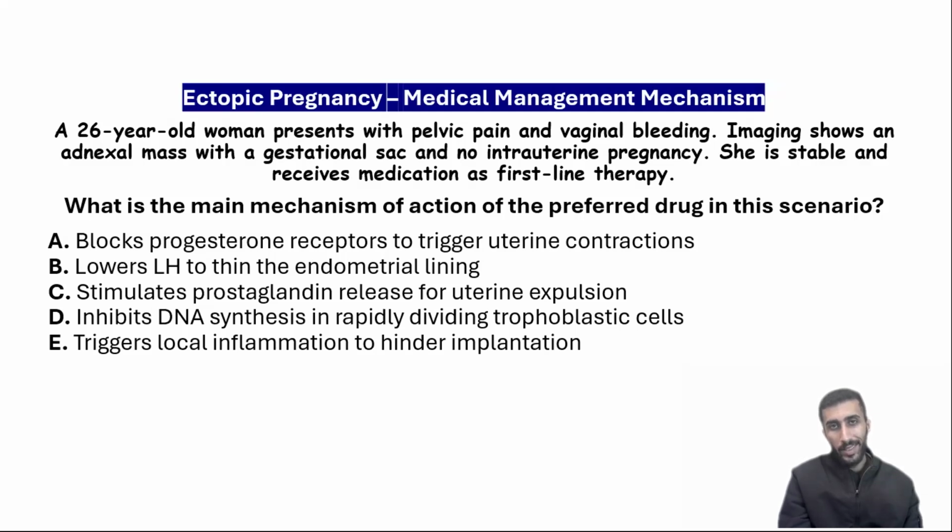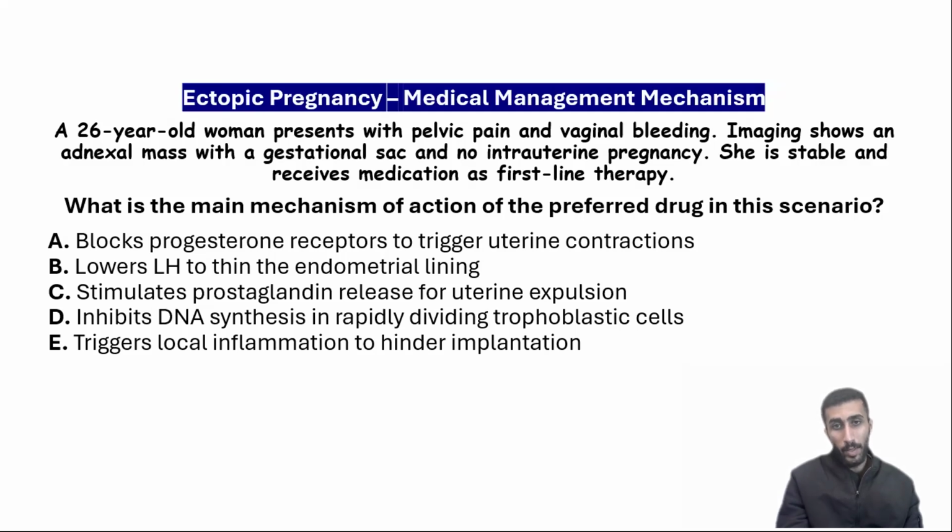We've got another high-yield case for the pharmacology for the USMLE Step 1 exam. This is a 26-year-old woman presenting with pelvic pain and vaginal bleeding, and imaging shows an adnexal mass with a gestational sac, plus no intrauterine pregnancy. The patient is stable and she receives the medication as first-line therapy. The question asks which is the main mechanism of action of the preferred drug in this scenario.